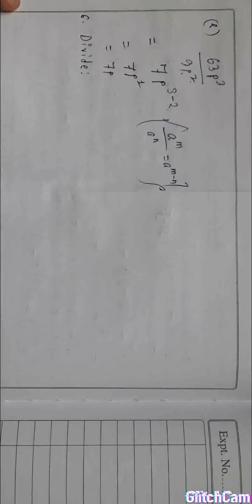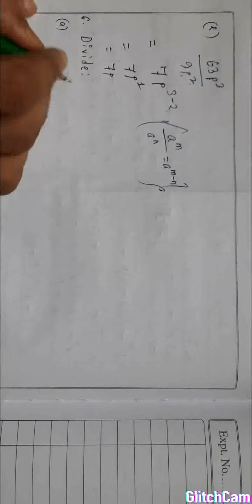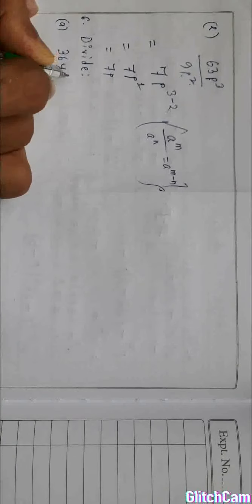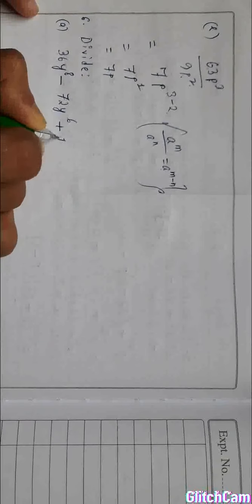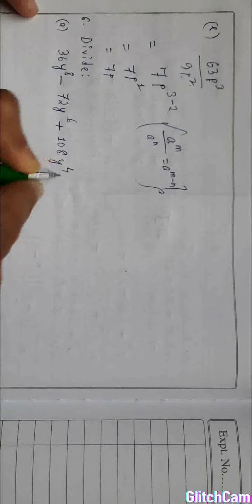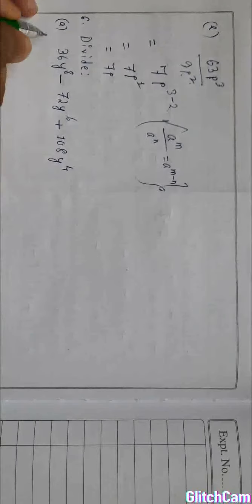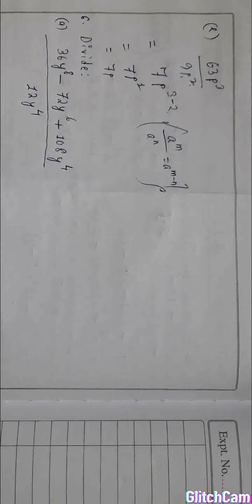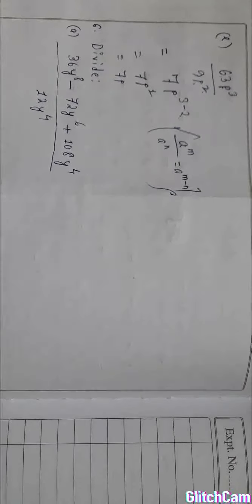Question number 6. Divide. First one is 36 y to the power 8 minus 72 y to the power 6 plus 108 y to the power 4 divided by 12 y to the power 4. In the numerator you can see we have 3 terms, first, second and third term, and in the denominator only one term. So we'll try to find out if there is anything common in the numerator.